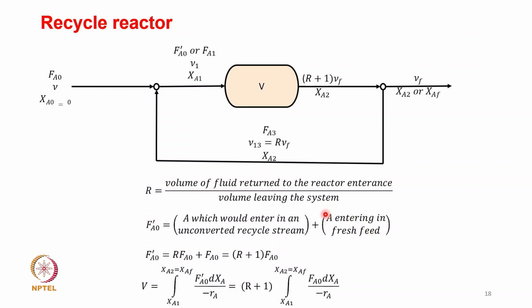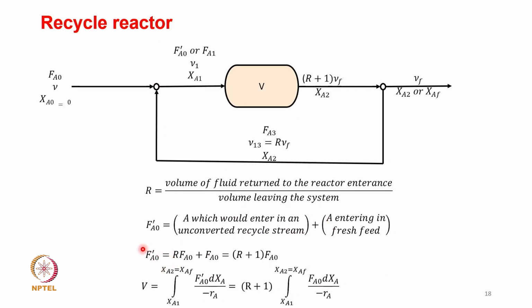So, how do we define the value of R, which is the recycle ratio? Recycle is the volume of the fluid returned to the reactor entrance. So, here this is the reactor entrance and the volume leaving the system. What is the fraction of the volume that is returned back compared to the volume leaving? And FA naught prime, which is here, is defined as A which would enter in an unconverted recycle stream, which is this, plus A entering in fresh feed.